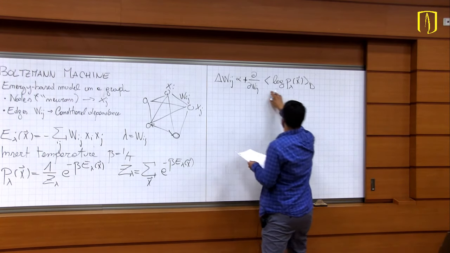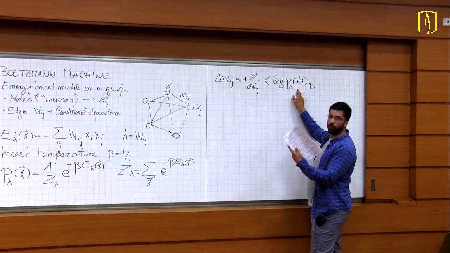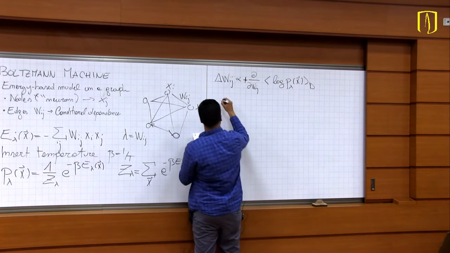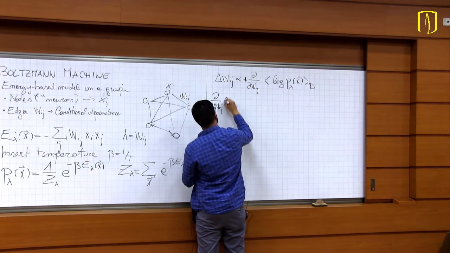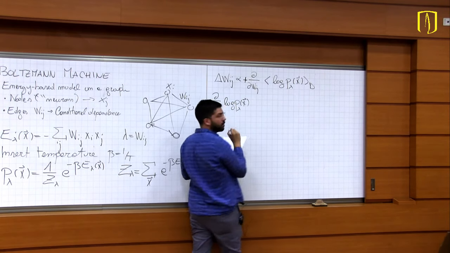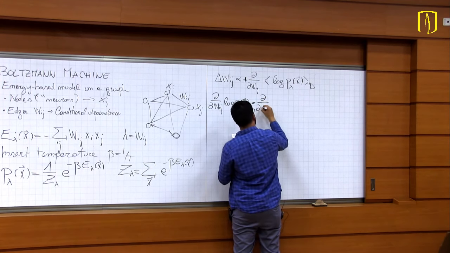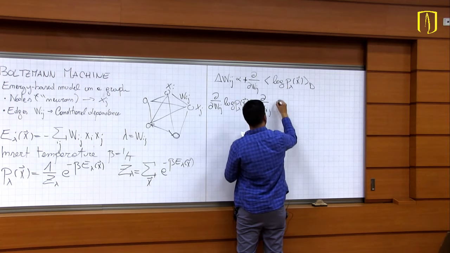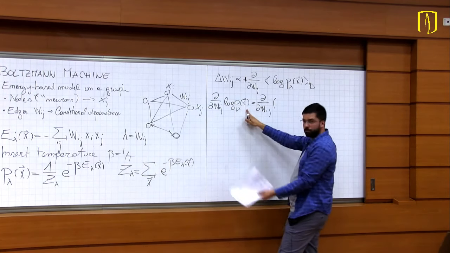Now, this is just an average over a data sample, so let me just take the derivative for one. So, the derivative with respect to w_ij of log p lambda of x. We know what p lambda is right now. And so for log p, we get a minus beta E.